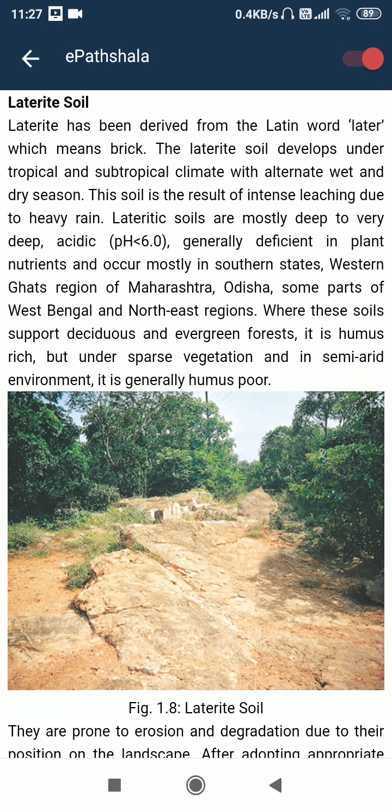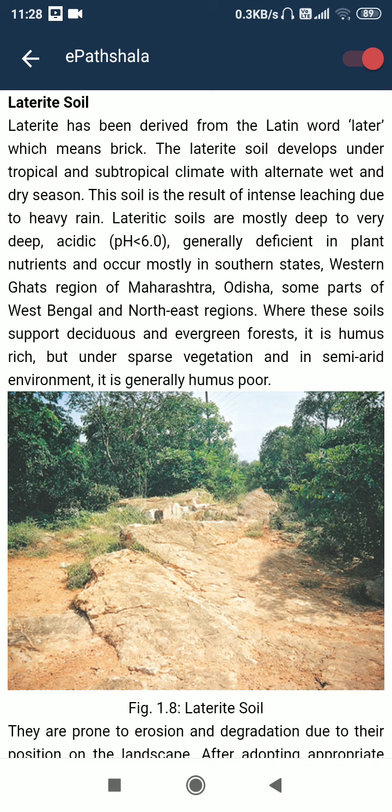Laterite soil. Laterite has been derived from the Latin word later, which means brick. The laterite soil develops under tropical and subtropical climate with alternate wet and dry seasons. This soil is the result of intense leaching due to heavy rain. Laterite soils are mostly deep to very deep, acidic, with pH level less than 6, and generally deficient in plant nutrients, and occur mostly in southern states, the Western Ghats region of Maharashtra, Odisha, some parts of West Bengal and northeast regions.